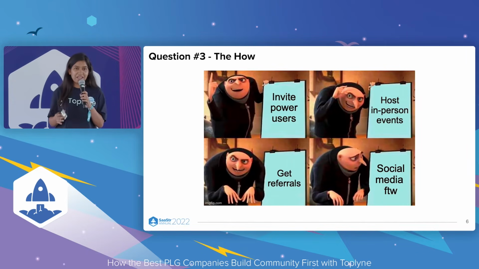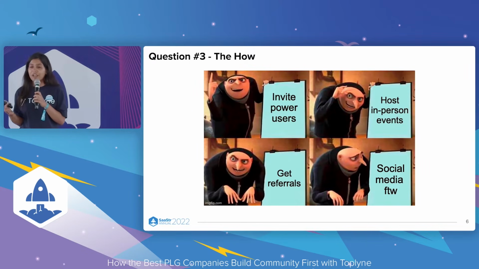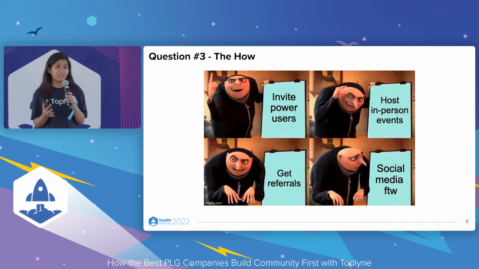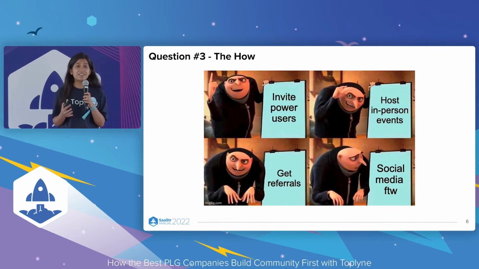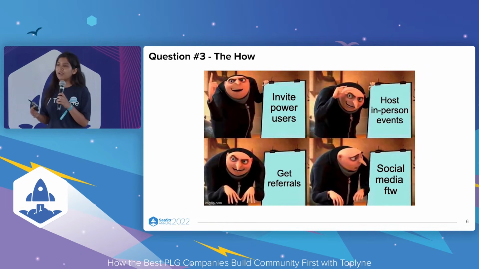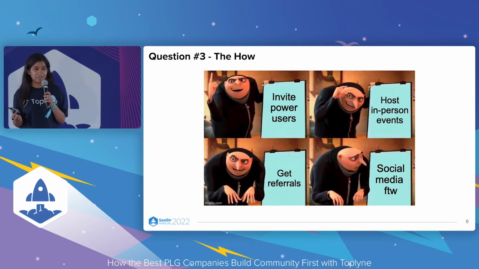So once you've decided why you want to build a community, let's say it's for user research, and where you want to build a community, let's say it's Slack, the third question that you need to ask yourself is, how are you going to seed the community? Now, solving this cold start problem is a 4-step process.